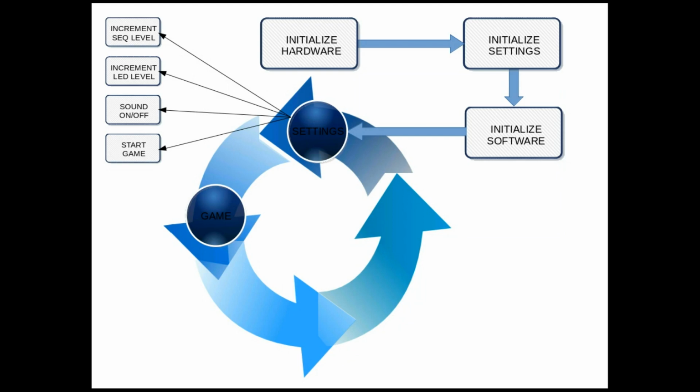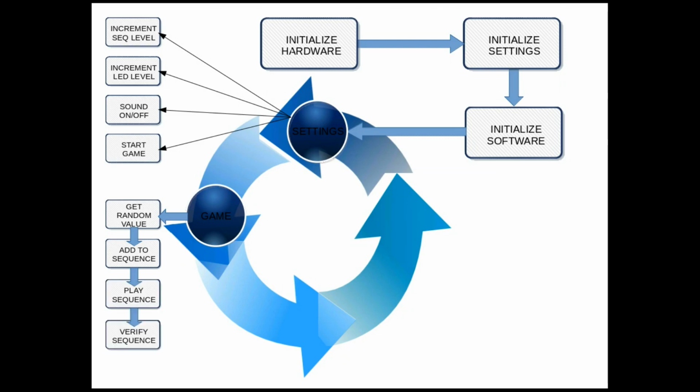It goes into the game mode, and in the game mode it gets a random value and it adds it to the sequence of values which the player has to remember. And then it plays the sequence of values, and the user then has to play back the sequence of values and get it correct. It goes back up to the top again in the loop.